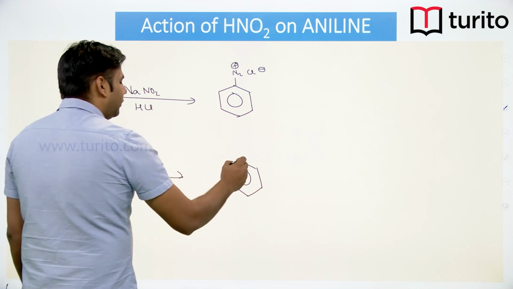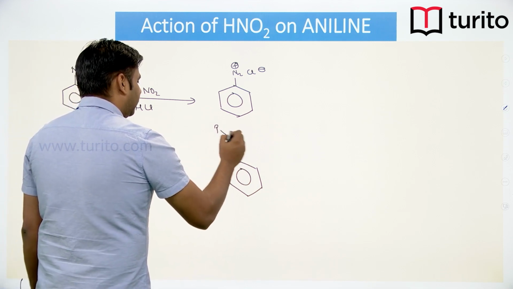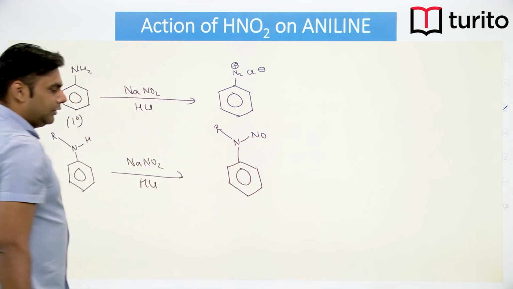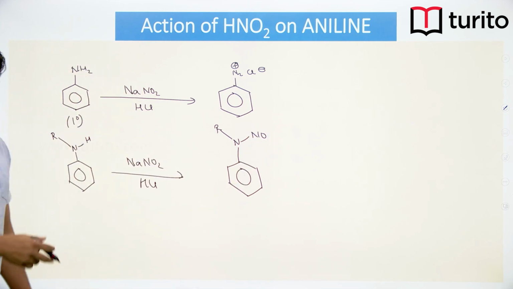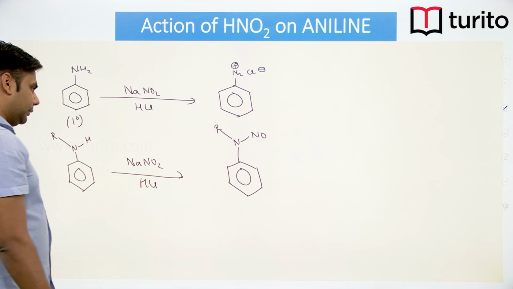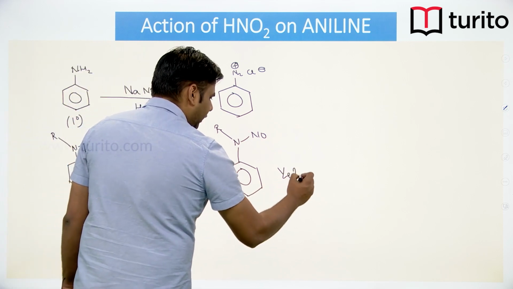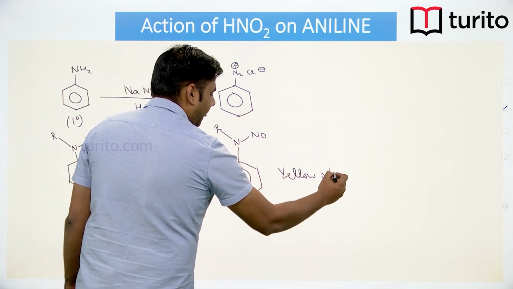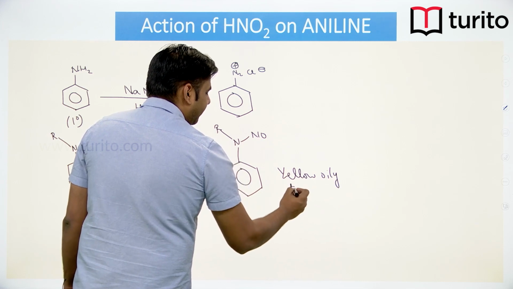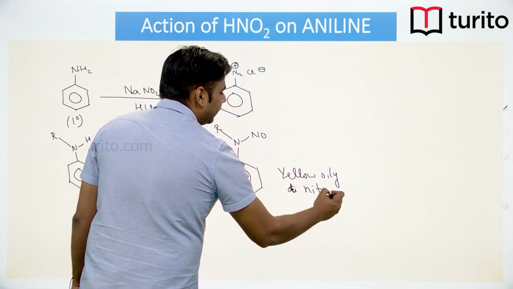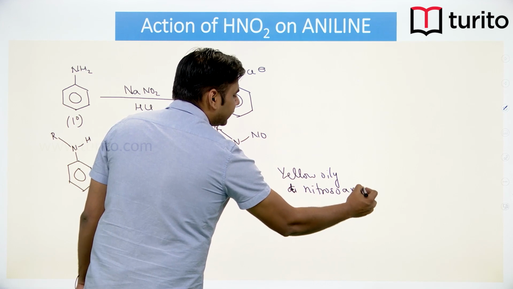But once NO is attacked by nitrogen of a 2-degree amine, there is no hydrogen left. So it cannot undergo any further elimination of water to form diazonium salt. So we form yellow oily nitrosamine. I hope these reactions are clear to you.